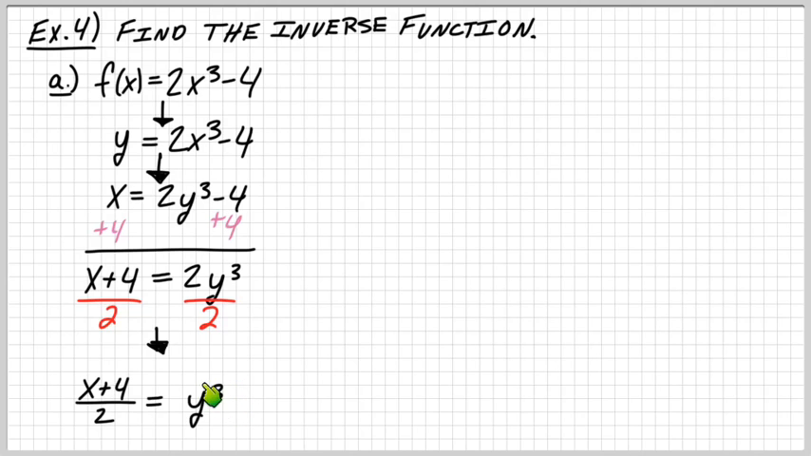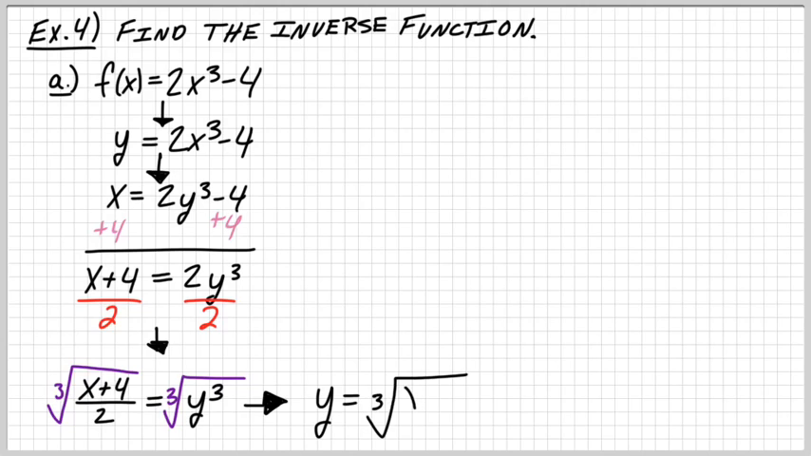Now let's go ahead and cube root both sides. That's how you get rid of a power of 3, that exponent. You cube root both sides. And you don't have to worry about putting plus minus. That's only for even roots, square roots or fourth roots. So cube root both sides. Now I just have y equals the cube root of (x plus 4) over 2.